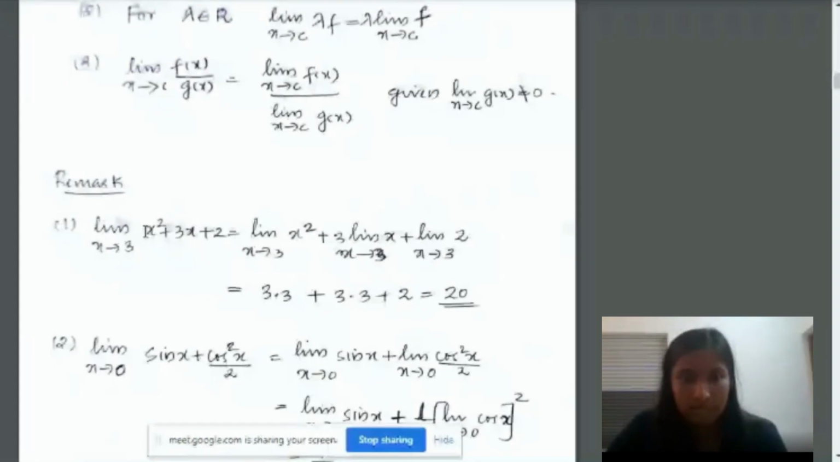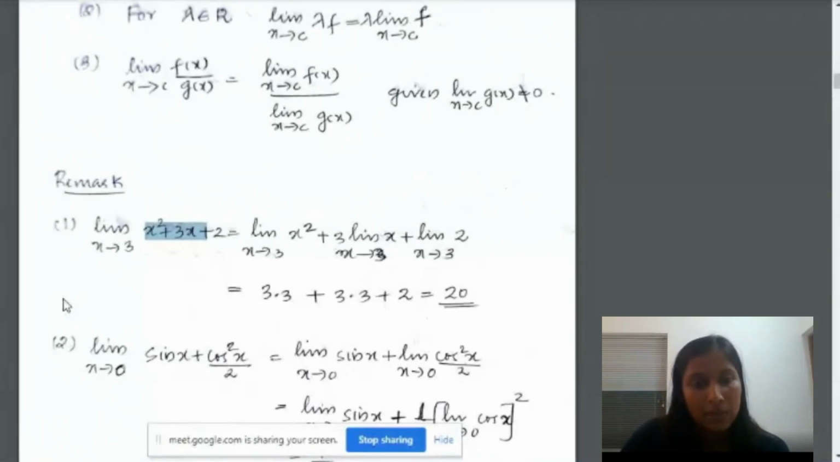Just a simple demonstration for that. Suppose we have a polynomial, say x square plus 3x plus 2, and we have to find its limit at 3. We have two results: the limit of a constant function is that constant value itself, and the limit of the identity function is the value at that point, so if we take 3, the limit will be 3. So this polynomial can be split into components of the above mentioned functions, and further x square can be split as x into x. So we will get the value of the function at the point 3. So if you have to find the limit of any polynomial, just substitute the value into that polynomial.